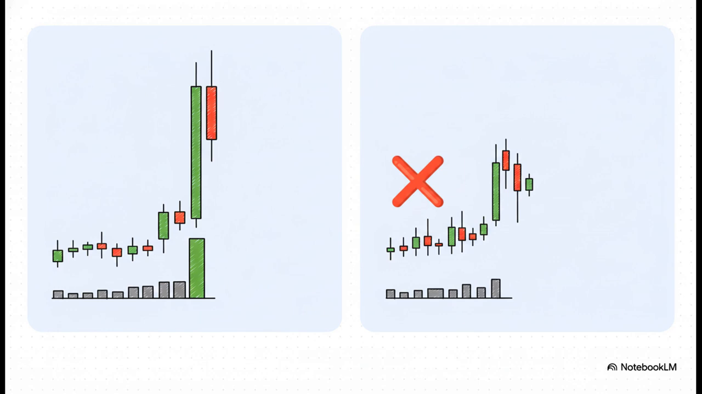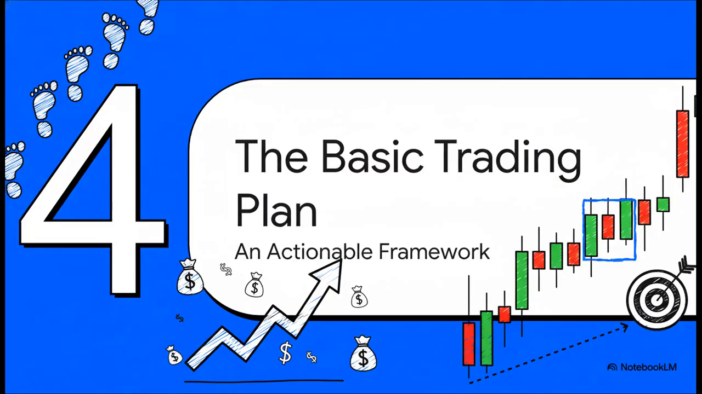So let's put it all together visually. On the left, you see perfection. You've got that tight consolidation, then boom, a massive momentum candle, and a clear, undeniable spike in volume. That's a valid order block. Now look at the right. It's messy, choppy action, a weak-looking candle, and no volume to back it up. That's not a footprint, that's a trap.